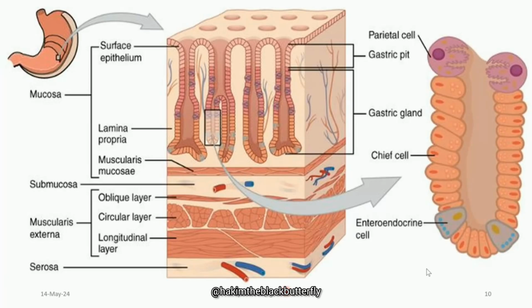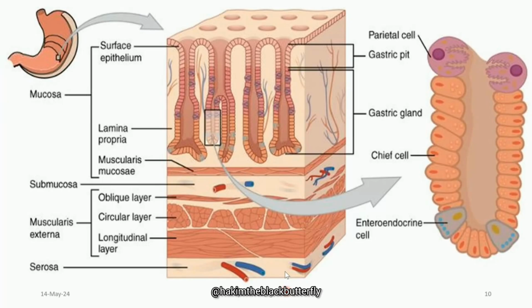The parietal cells also produce something more. What else is produced by the parietal cells? It also secretes hydrochloric acid. Okay, what's the function of the acid? It is to acidify the food, and it also stops the action of salivary amylase.